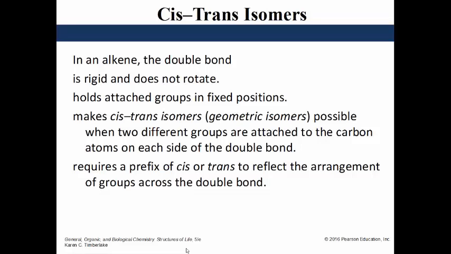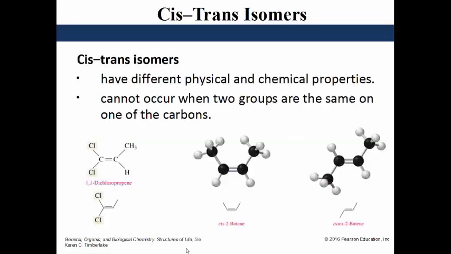So this will form 2 geometric isomers called cis and trans. It just depends on where everything is located in relation to that double bond. And when you're naming these compounds, you must include cis or trans as a way to reflect the structure of that compound. So cis and trans isomers will have different physical and different chemical properties because they are arranged differently. Even though you have the same numbers of atoms present, because of their arrangement, they may have different traits to them. These types of isomers cannot occur when 2 groups are on the same one of the carbons.